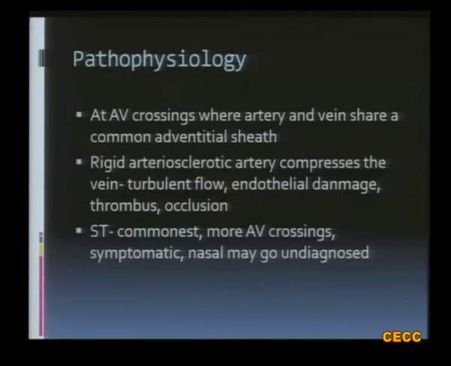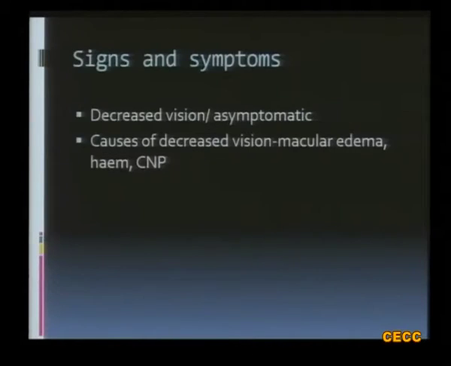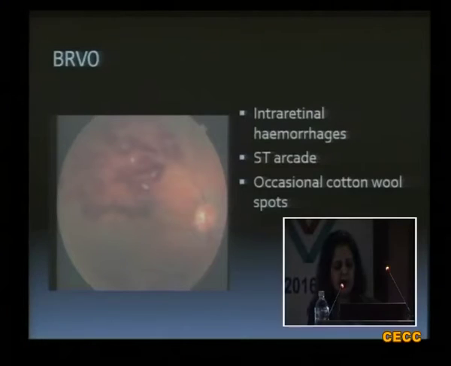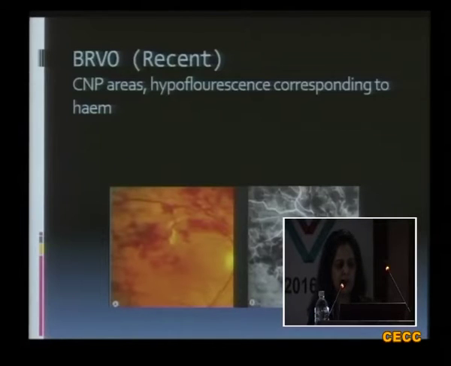Coming to BRVO, BRVO is basically because the artery and the vein share a common adventitial sheath, and whenever the artery becomes rigid and arteriosclerotic, it compresses the vein, resulting in turbulent flow, endothelial damage, thrombus, and occlusion. Now, this is a typical picture with intraretinal hemorrhages, most commonly at the supratemporal arcade, and occasionally cotton wool spots.